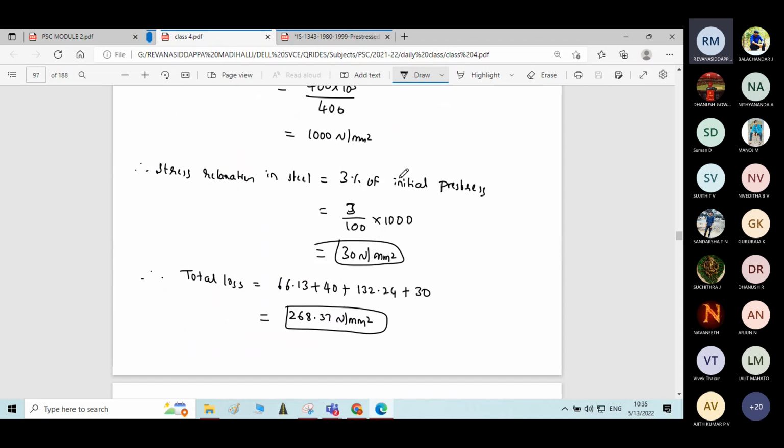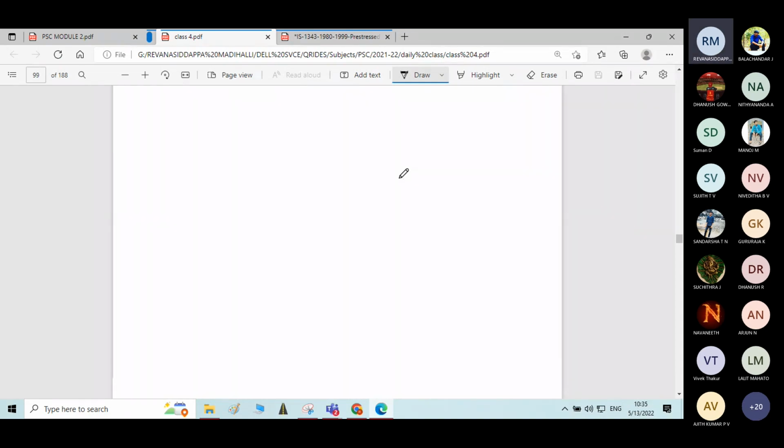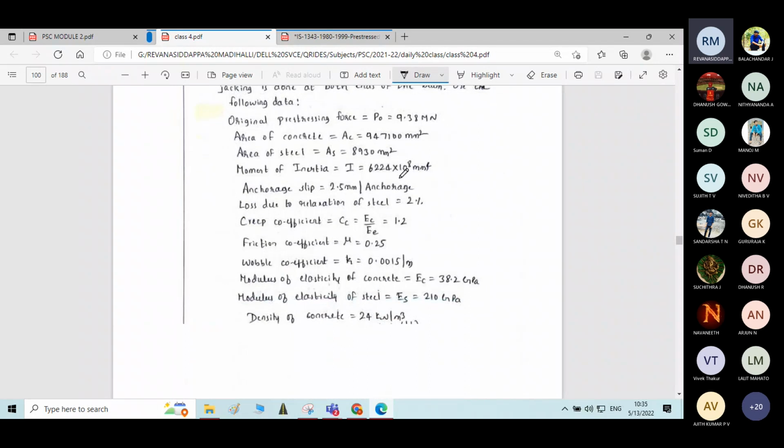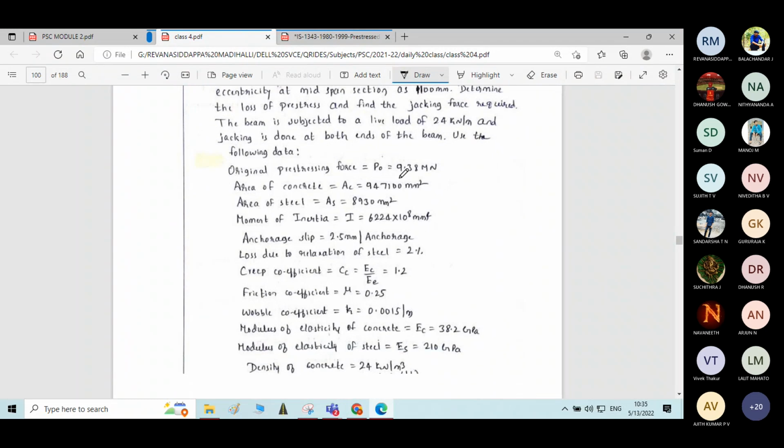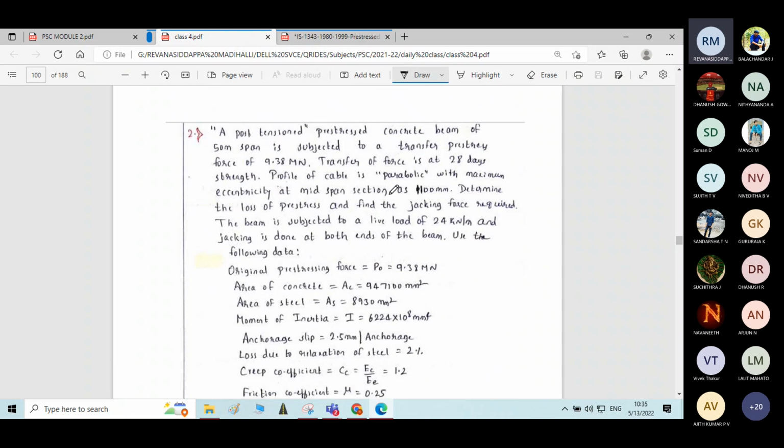Okay, thank you. It's a very simple problem. The data will be given. You need to remember the formula. You need to calculate each and every loss neatly, and adding all together will give the total loss. Then you can easily calculate the percentage loss. Now we'll solve the second problem. Just write it quickly. Take 1 or 2 minutes to write the problem.